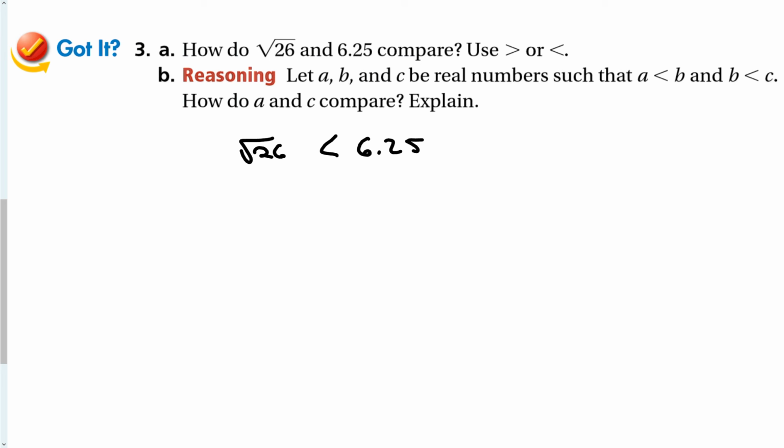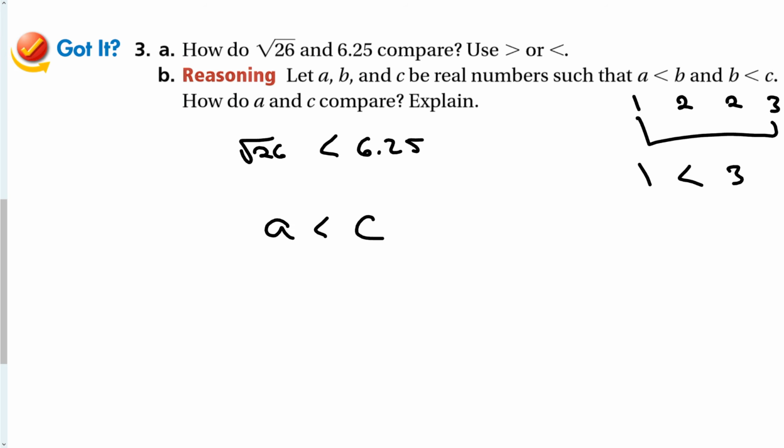Let a, b, and c be real numbers such that a is less than b and b is less than c. How do a and c compare? Well, this is a property that we'll talk about later, but if you think about it, let's just plug some numbers in. A is less than b, so that's 1, and b is 2. And so 2 and c, let's make c 3. Now we're comparing these two. When I compare 1 and 3, obviously 1 is less than 3. So this is something called the transitive property, and we can say that a is less than c.